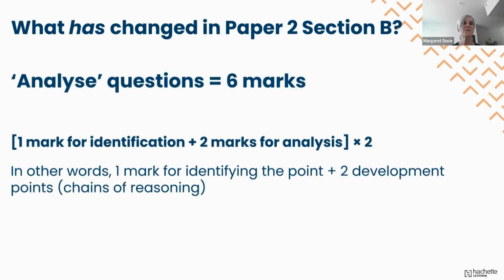Okay, all right. So analyse questions on this paper for 6 marks is very, very similar. You know, identifying a point with 2 further development points, or actually a student could identify a point and have 5 chains of reasoning to get 6 marks. So that actually is the same as the current paper, current syllabus. Okay.